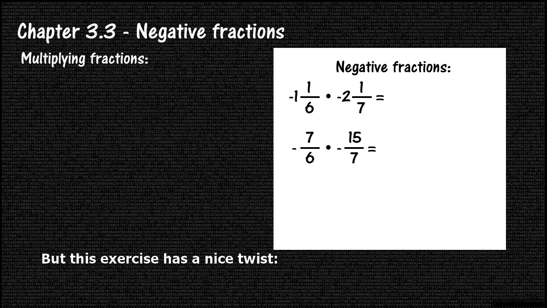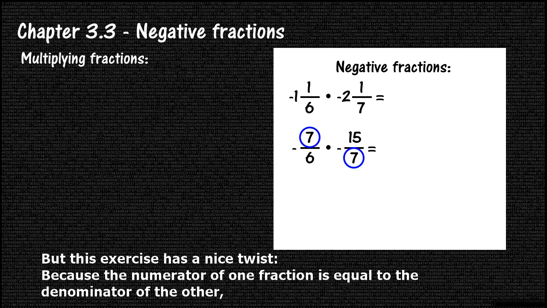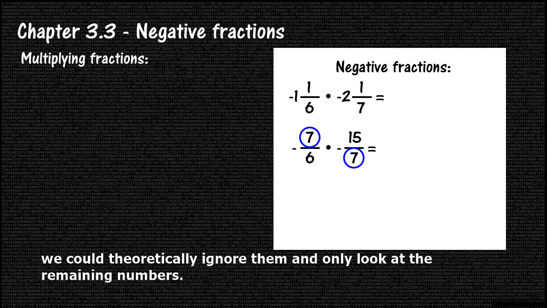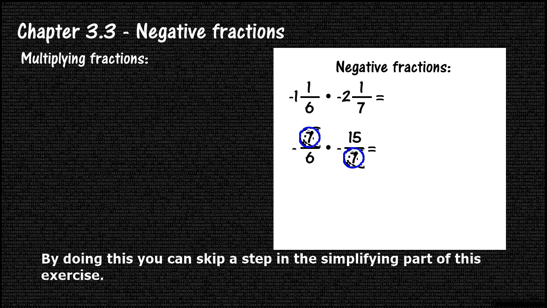But this exercise has a nice twist. Because the numerator of one fraction is equal to the denominator of the other, we could theoretically ignore them and only look at the remaining numbers. By doing this, you can skip a step in the simplifying part of this exercise.